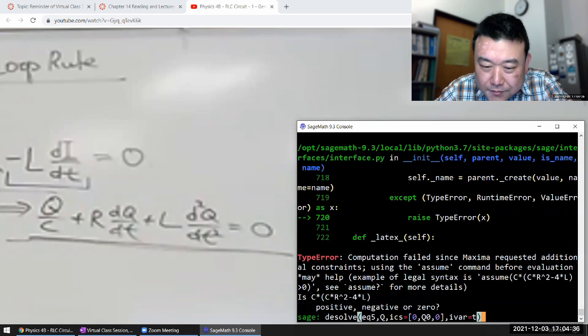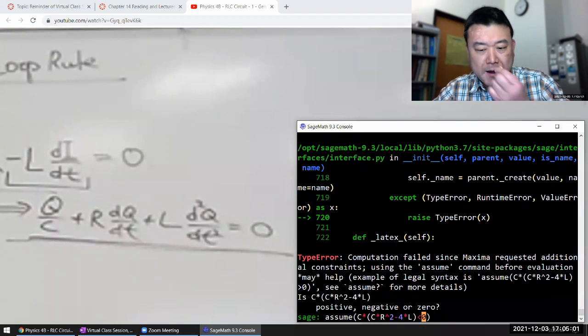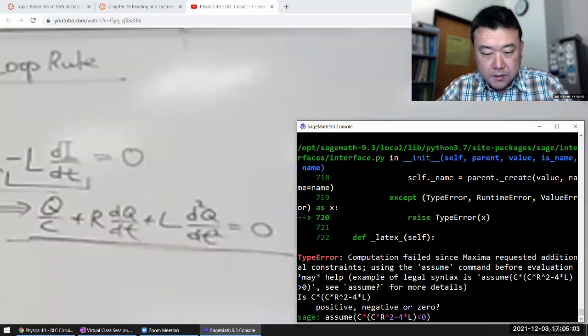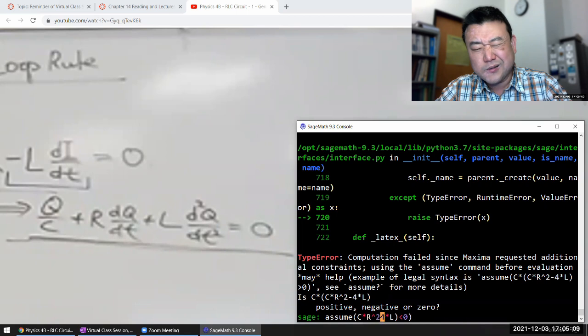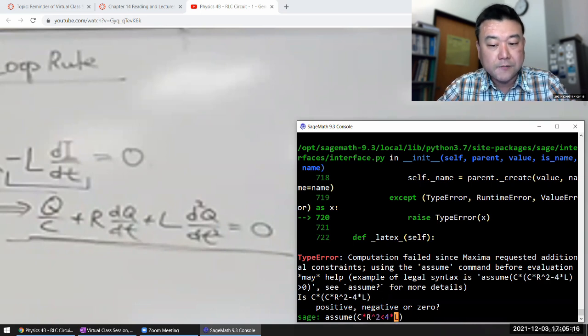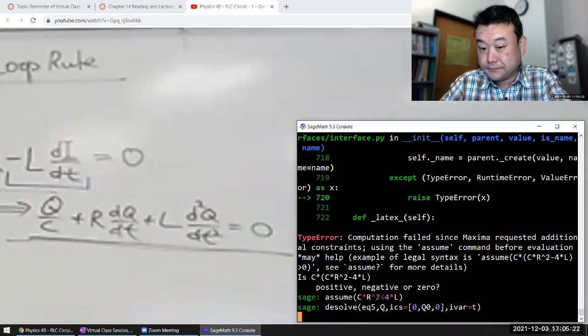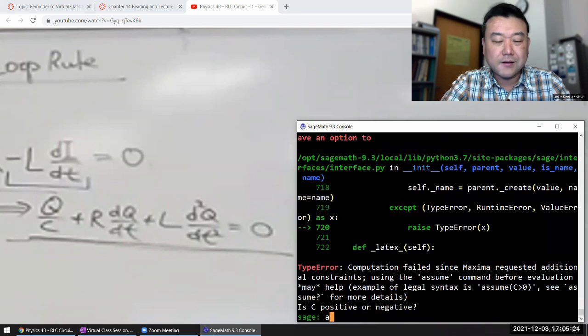But I already assumed that C times R squared minus 4L is, oh, okay, I might have to simplify it a little bit. So I'll do it this way. I'm going to say this thing is less than the thing on the right. That's identical to saying that this thing is negative, but it's specified in a way that's a little bit easier for the computer algebra system to digest. All right, assume C is positive.